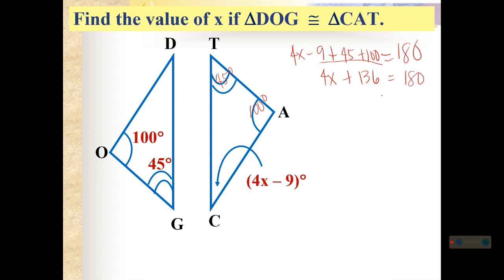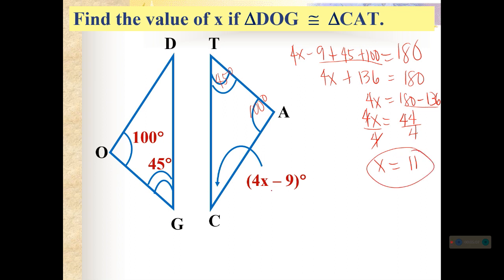Then again, use the addition property of equality. So you will have 4x equals 180 minus 136. Then you will obtain 4x equals 44. Then you divide both sides of the equation by 4 so that you can have the value of x, which is 11.